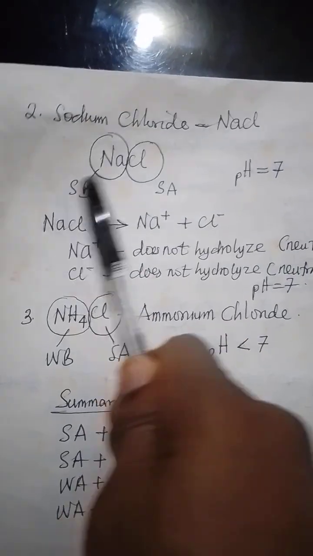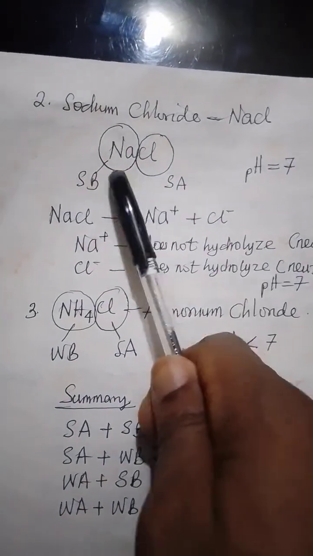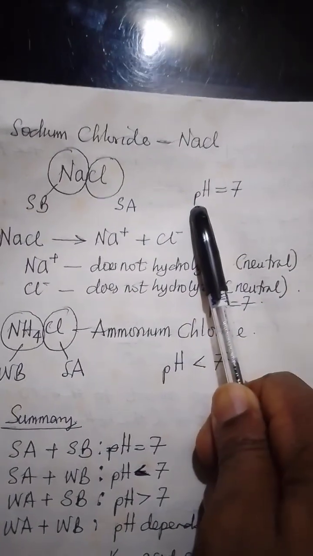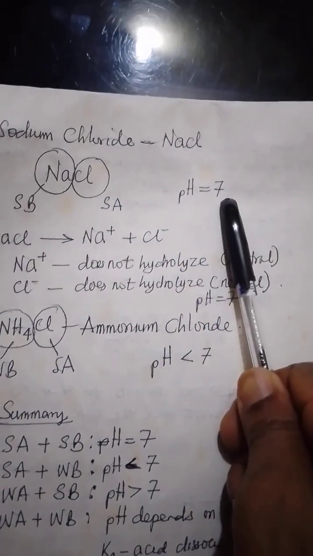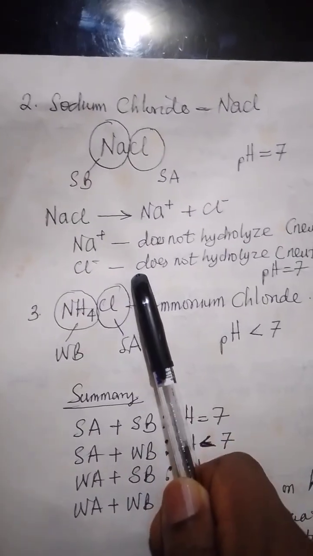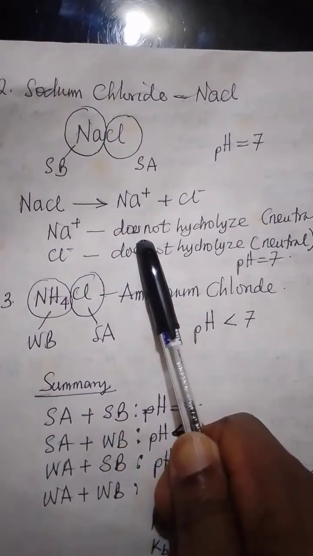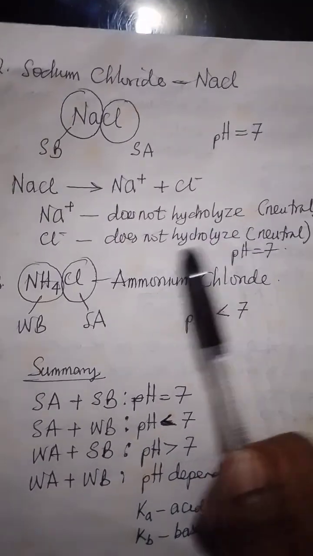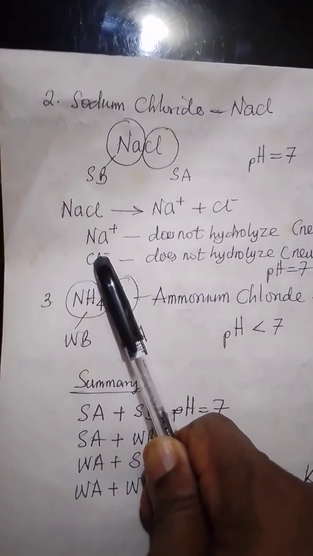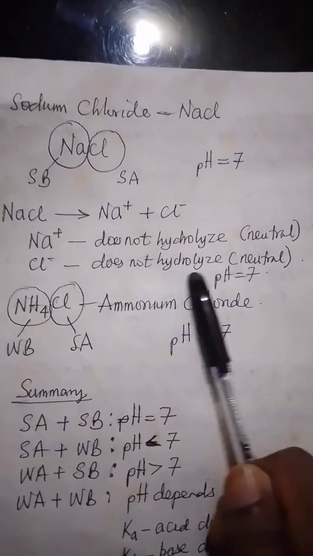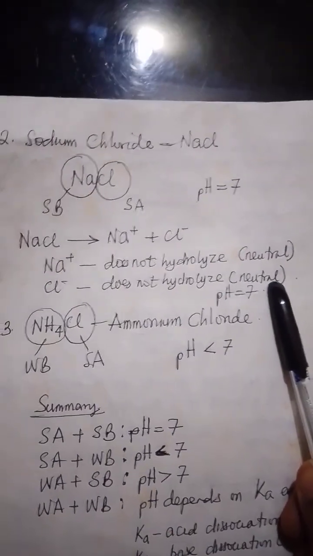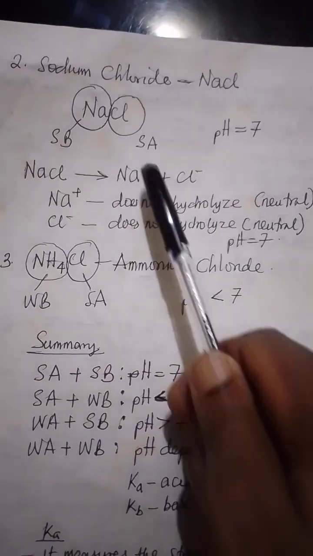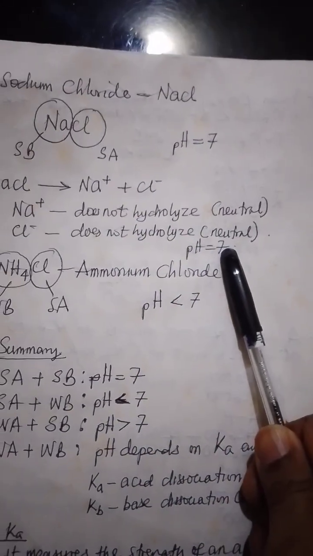Strong base, strong acid. So when you have a strong base and a strong acid, the pH is neutral, which is equal to 7. Technically now, Na plus does not hydrolyze and forms a neutral solution. Cl minus does not hydrolyze, it forms a neutral solution. And so then the pH of this becomes 7.